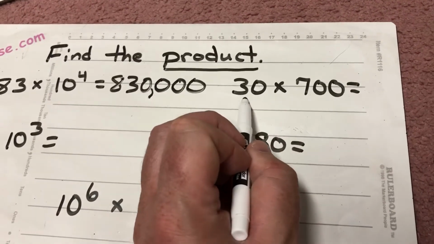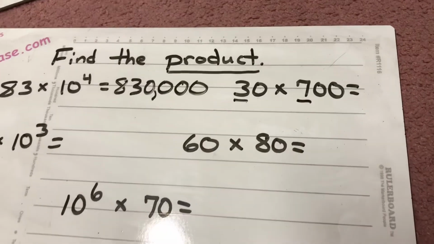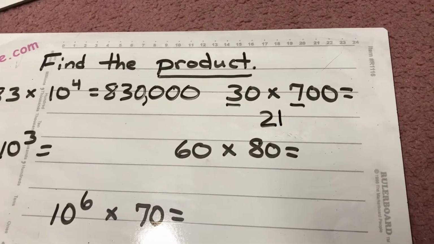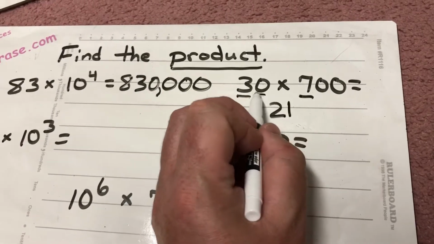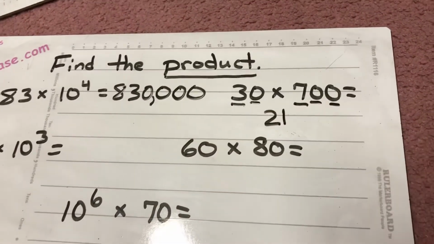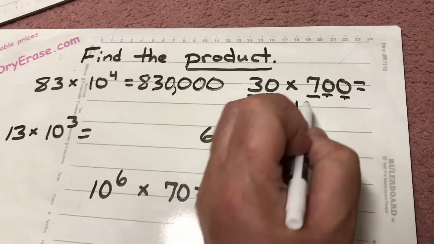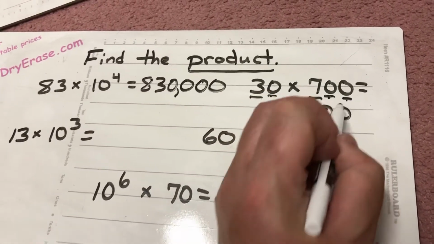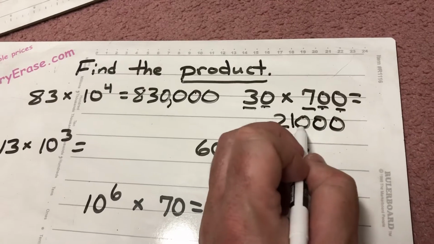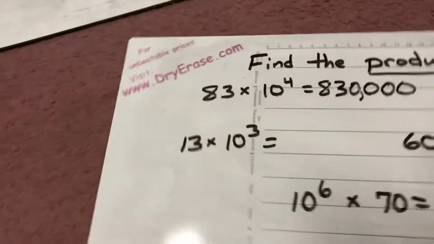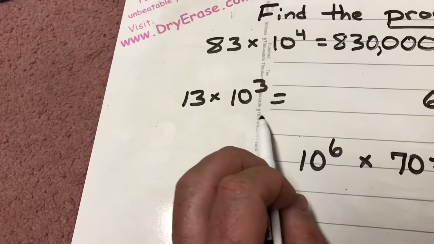Remember, all I have to think here is 3 times 7. Well, I know that 3 times 7 is 21. And then when I'm multiplying, I add all those zeros, 1, 2, 3, to my answer. Count back to get a comma, 1, 2, 3. I get 21,000. Moving right along, 13 times 10 to the power of 3.